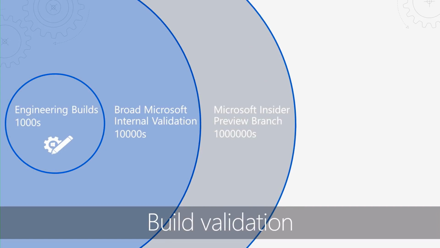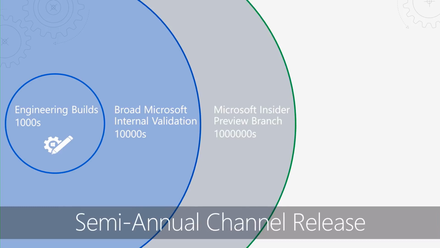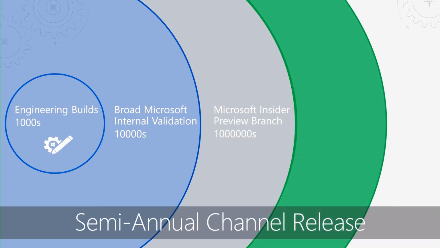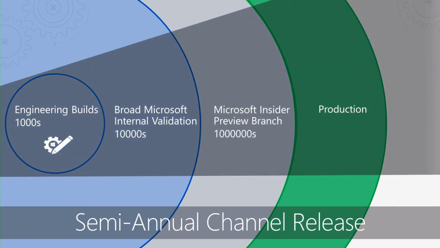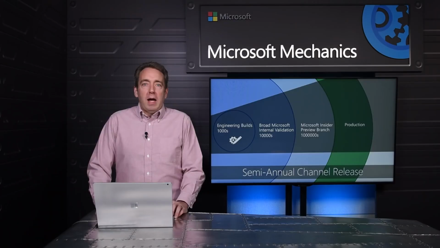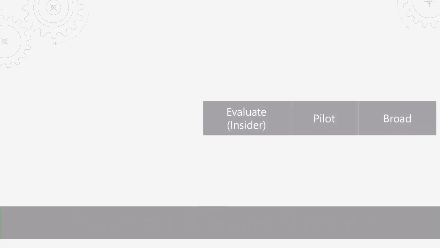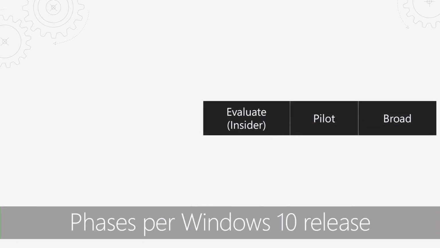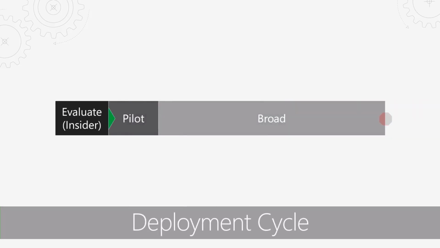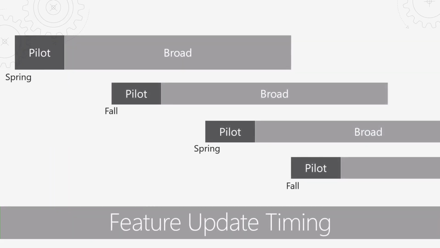We'll repeat that process for 6 months, and at the end of that process, we'll then do a semi-annual channel feature update release each fall and spring. This is when you can start piloting the release. After a few months of piloting to validate your apps, devices, and infrastructure, you should be ready to deploy the same release broadly. So for any release, there are usually 3 phases for IT: evaluation, piloting, and broad production deployment. Each release will be serviced for 18 months from the initial date of release, so at any given time, there'll be multiple overlapping releases being used in the organization.